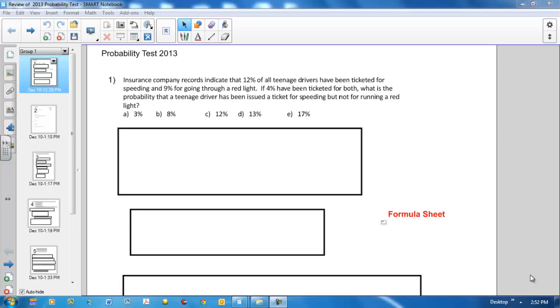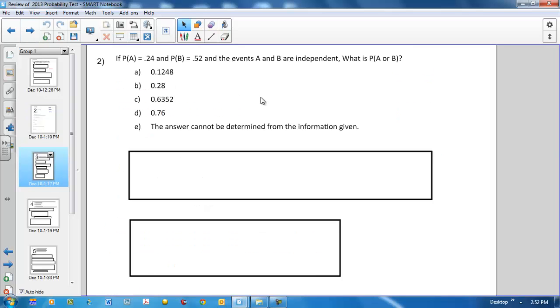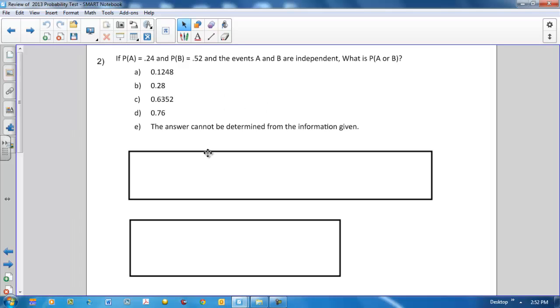Review of probability test question number 2. Question 2 says if the probability of A equals 0.24 and the probability of B equals 0.52 and the events A and B are independent, what is the probability of A or B?